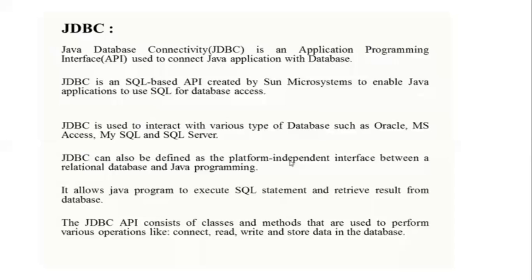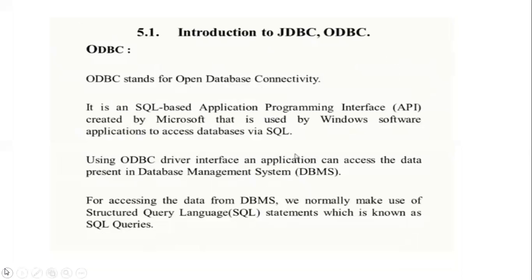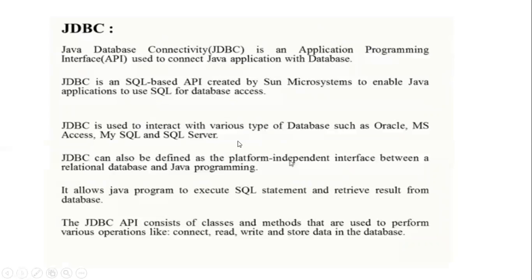JDBC is an SQL based API created by Sun Microsystems, whereas ODBC is created by Microsoft. It enables Java applications to use SQL for database access. JDBC is used to interact with various types of databases such as Oracle, MS Access, and MS SQL Server.